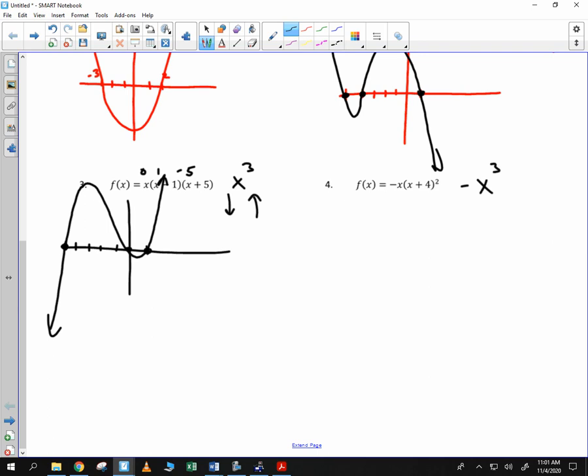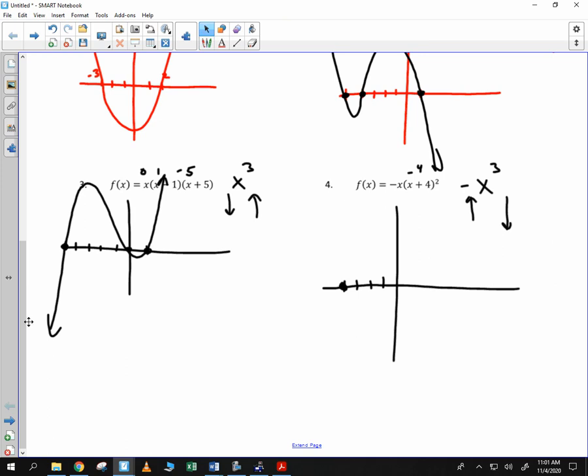This one will be a negative x cubed when you multiply it all out. Because it's negative, it will end down. Because it's odd, it starts and ends in opposite directions. Looks like negative 4 is a solution, and this time it's a double root. So it's going to bounce at negative 4 because it's a double root, and it will cross also at 0. The double root means it just bounces off like a parabola and heads down. That's the type of action that you want to show.